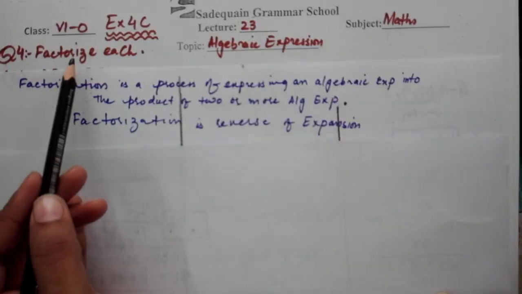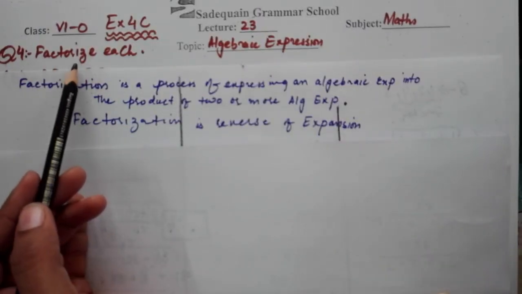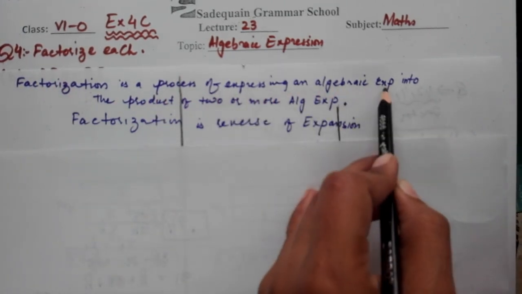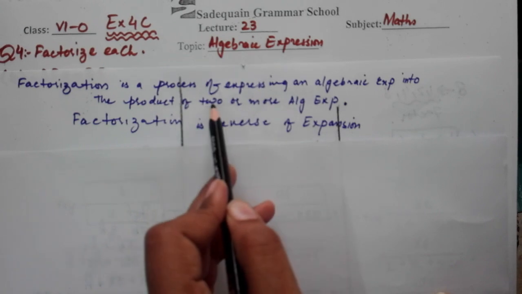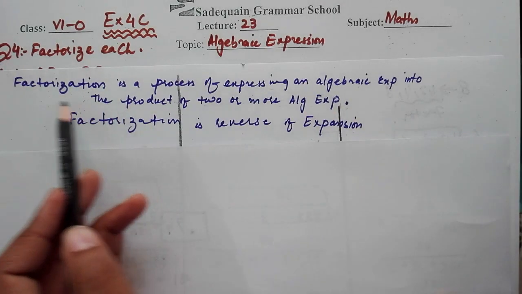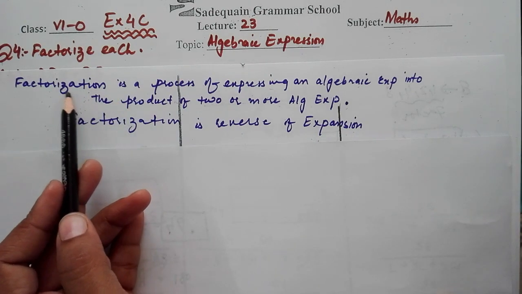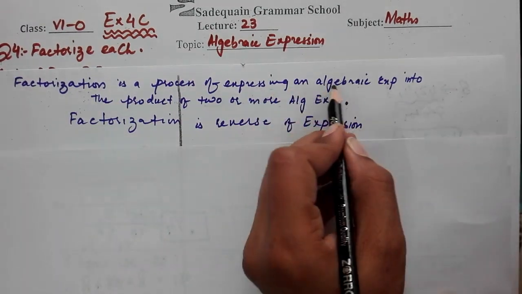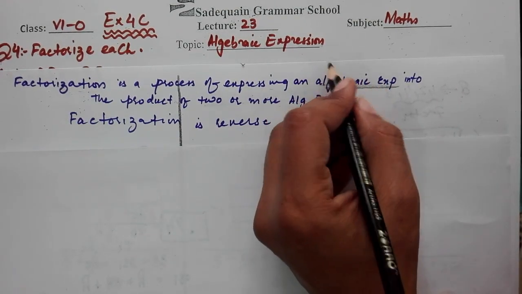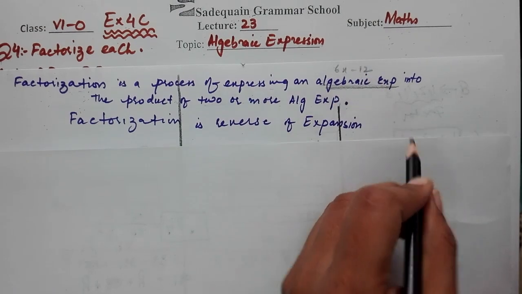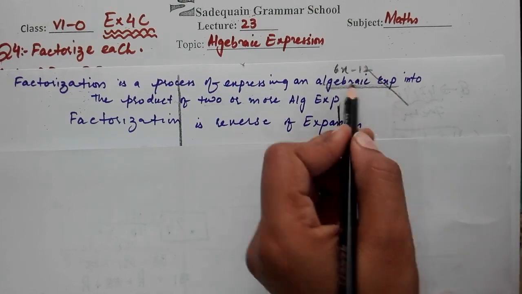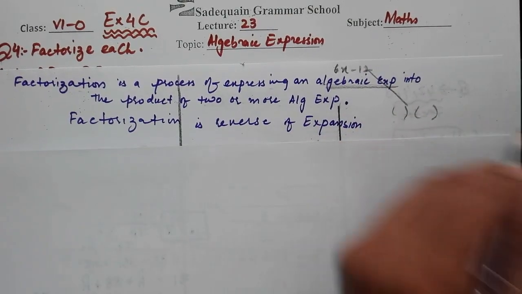Now beta, there is a new term for you people, that is factorize. Now what is factorize? Factorization is a process of expressing an algebraic expression as the product of two or more algebraic expressions. Okay? Now what is the process of factorization? We just have to express the given algebraic expression, like let's suppose you have been given 6x minus 12. So you have to express this expression into what? Into the product of two or more expressions.